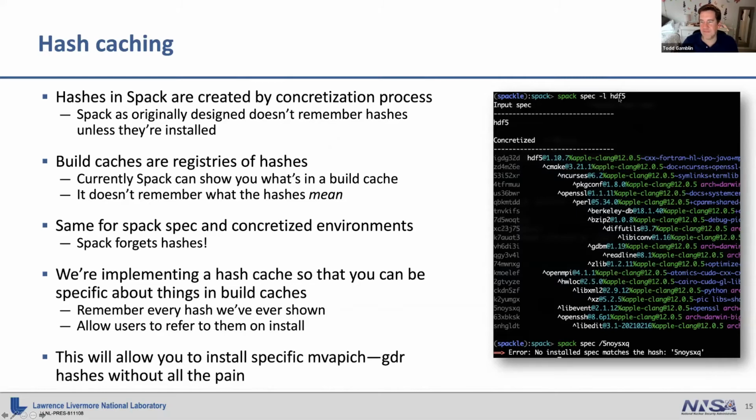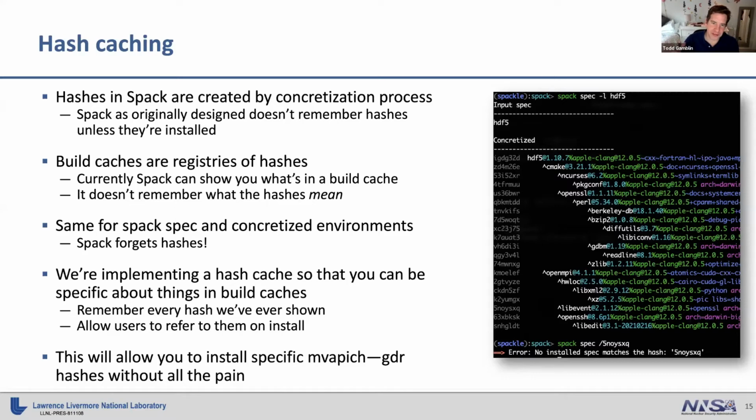If you say spec -l HDF5 and you get this configuration of HDF5, and then you decide that you only want to install libevent the way that HDF5 would build it, if you refer to that and say spec that thing, it's here, we talked about it, we know what it is, but Spack's forgotten about it by the time that you actually refer to it. So we're adding a cache to Spack so that basically if we show you a configuration of anything that has a hash, we'll actually remember the hash and remember what it means later. So this is useful for build caches because essentially when you register the MVAPICH GDR build cache and you say what's in it, you get a list of hashes.